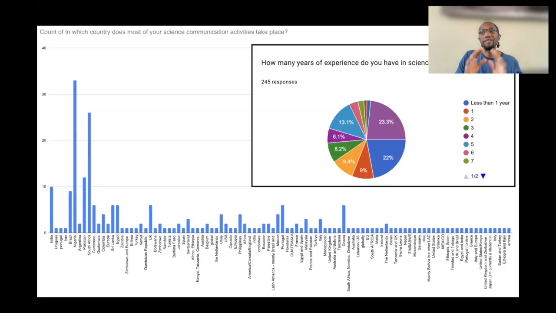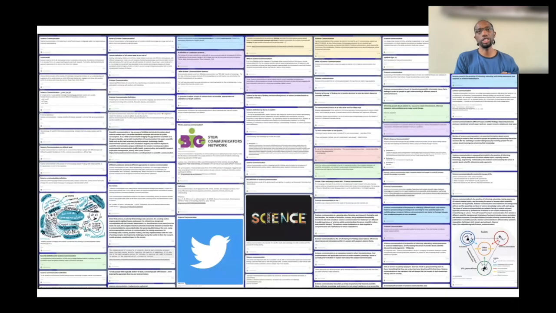There was also a very vast difference in experience levels. So you can see here on the pie chart that 22% of people had less than a year's experience in science communication, whereas almost a quarter, 23%, had more than 10 years experience. So we had people joining with vastly different experience levels, who were able to share and learn from each other.